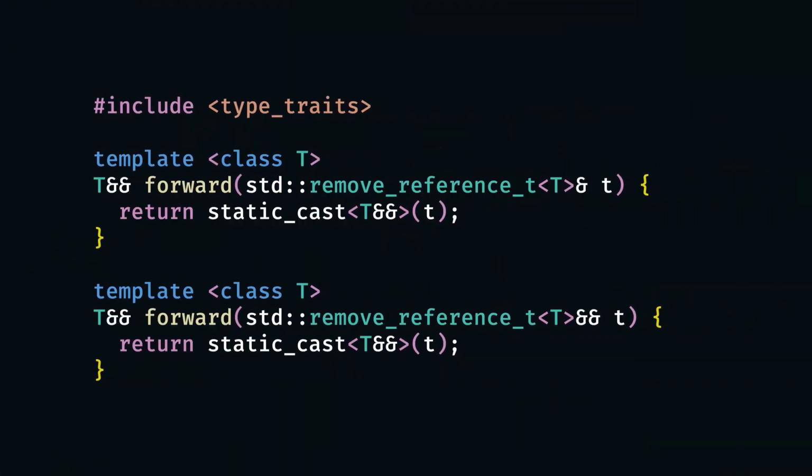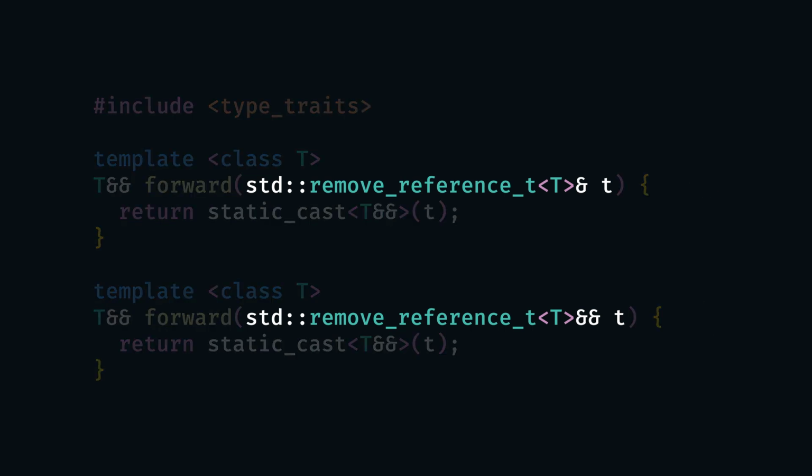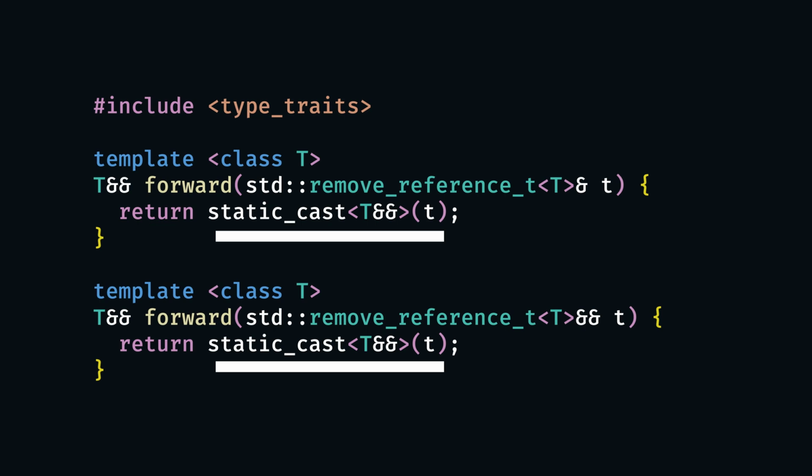For this, we need two overloads of our function template forward, one that takes an lvalue reference and one that takes an rvalue reference. Both overloads don't use their template type parameter directly to specify the type of their input parameter, but pass it through the std::remove_reference_t trait. The function then always returns the input parameter cast to an rvalue of the template type parameter T, or the T double ampersand type. This difference of the input parameter type and the return type in combination with the reference collapsing is what makes this magic work.